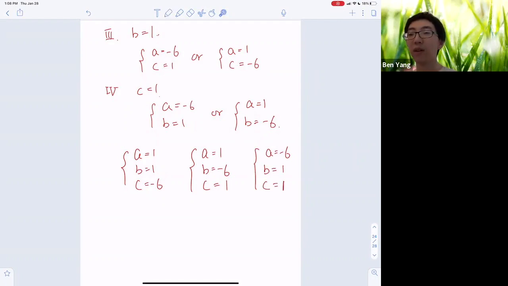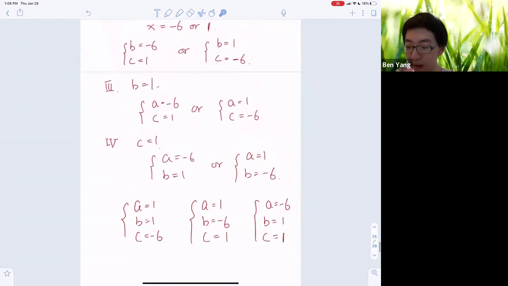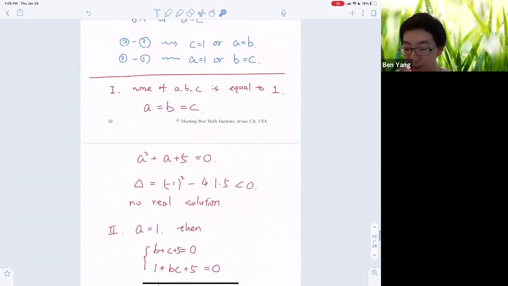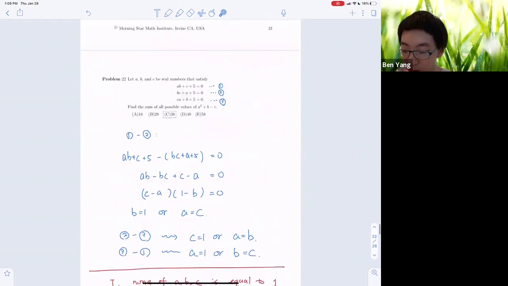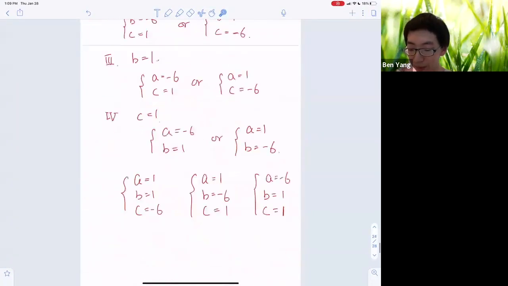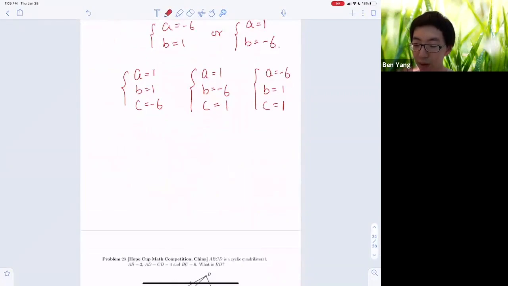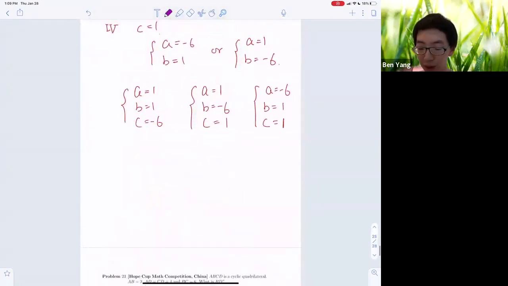Cool, now we've found all of the solutions. So we can compute the value of the expression, which is A squared minus B plus C.